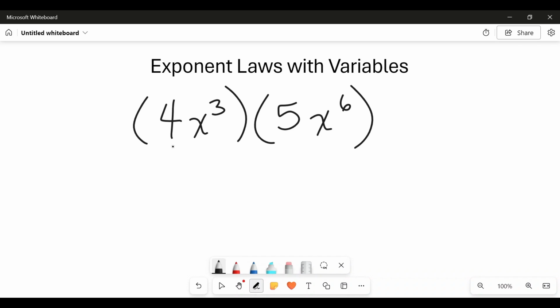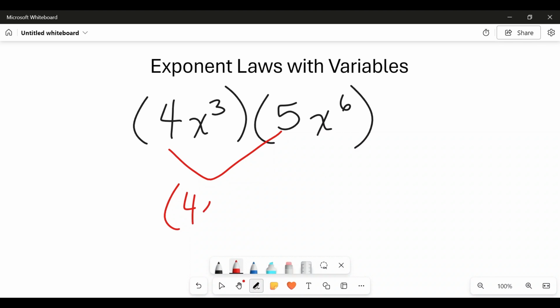These numbers out in front are called coefficients, right? So whenever you see a number in front of a variable, those are called coefficients. So 4 and 5 are my coefficients. X is my base. 3 and 6 are my exponents. So when I refer to these, it's going to be important you know the names of these when we're using these laws.